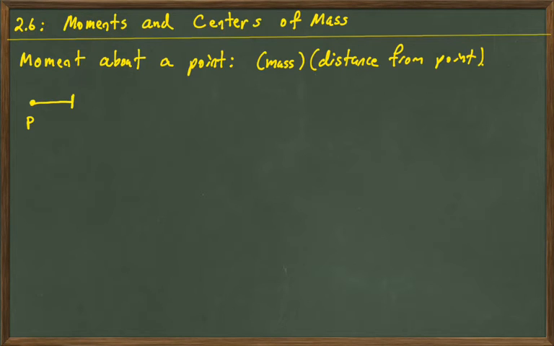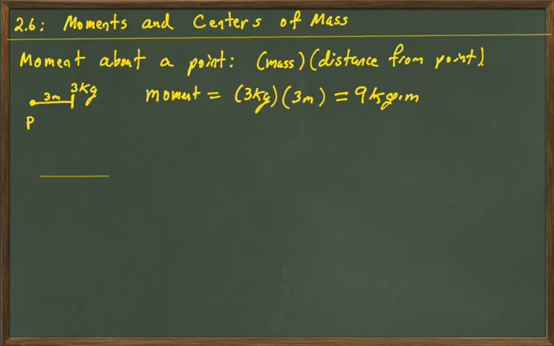So let's say that we have a point P, and then there is a mass of 3 kilograms that is 3 meters away. So the moment about that point is going to be 3 kilograms times the 3 meters, and so that's going to give us 9 kilogram meters.